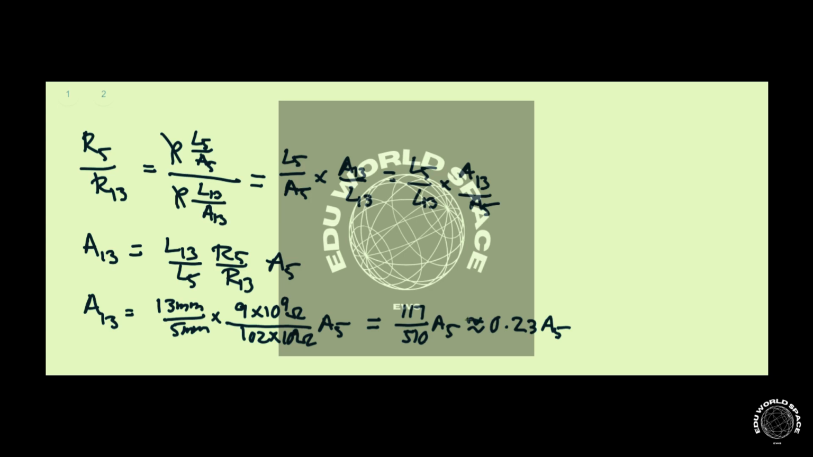Well, actually, I rounded, so you put an equal sign here. And 0.23 is about 0.25 A5, which is 1/4. So A13 is about 1/4 A5, which is option B. So that's choice B.